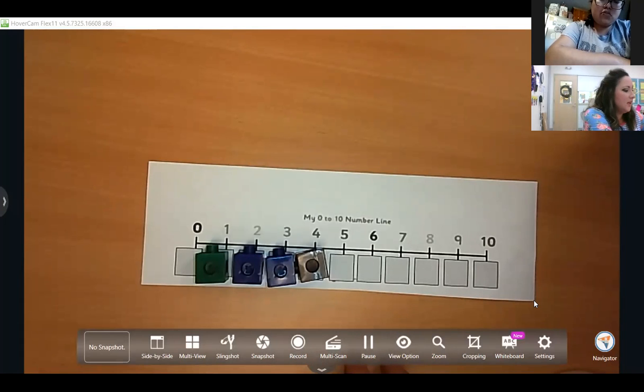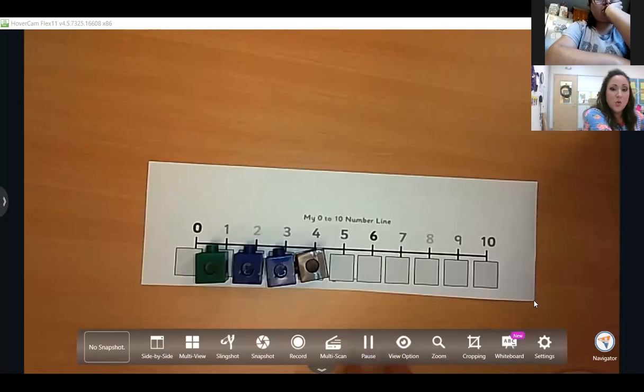In the beginning, you're asking more of how the numbers relate to each other versus asking for addition and subtraction. But eventually, this number line is going to work up to them adding.